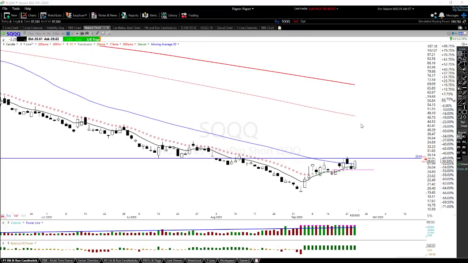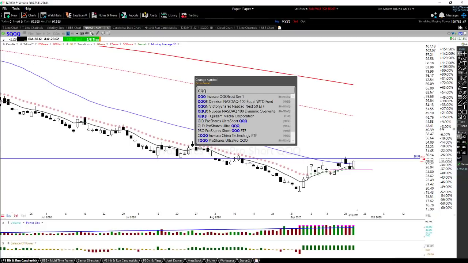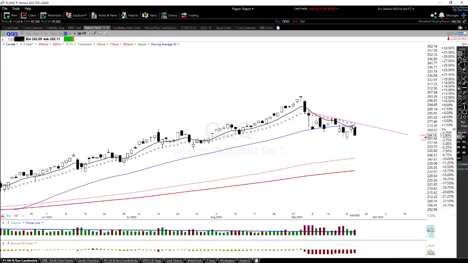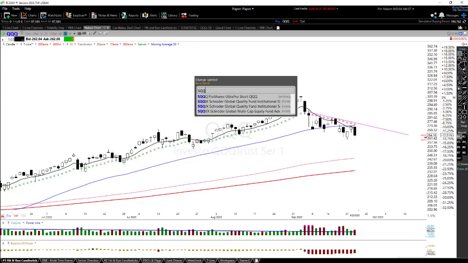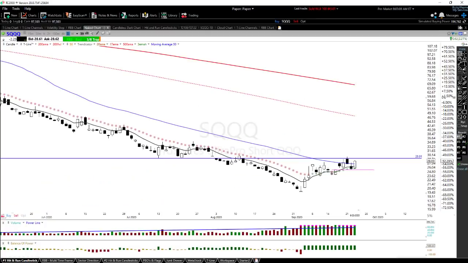Another long I might consider is actually an inverse ETF. If you think the Qs are moving down, this might be a way to trade the Qs. A lot of traders just can't afford to trade a $264 stock here. So one way to get around that is to look at the ETFs and the inverse ETFs. And SQQQ is setting up pretty nice.